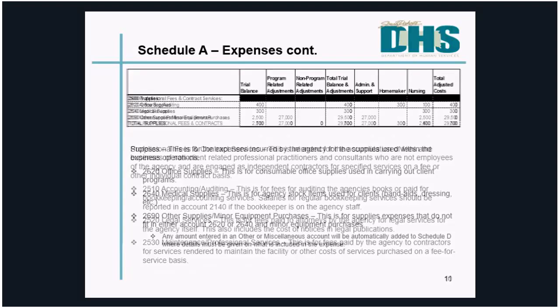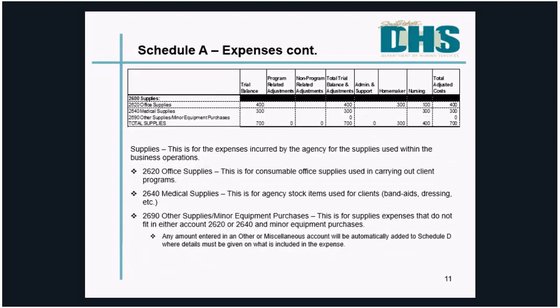We'll continue on. Schedule A, expenses continued to supplies. Again, these are expenses incurred by the agency for supplies used within the operations. Office supplies, medical supplies, and then the last section is other supplies, minor equipment purchases. Again, if they don't fit into office or medical, they would go into the other supplies category. And again, this amount will be taken over to Schedule D, and additional support will be needed to identify these items. And we will explain further on Schedule D as we move on throughout the training.